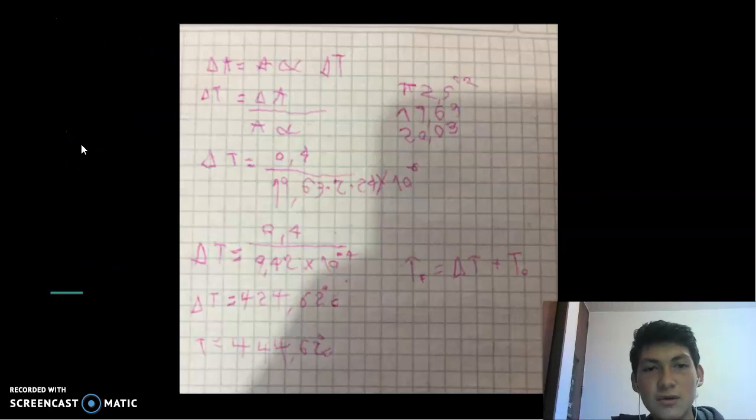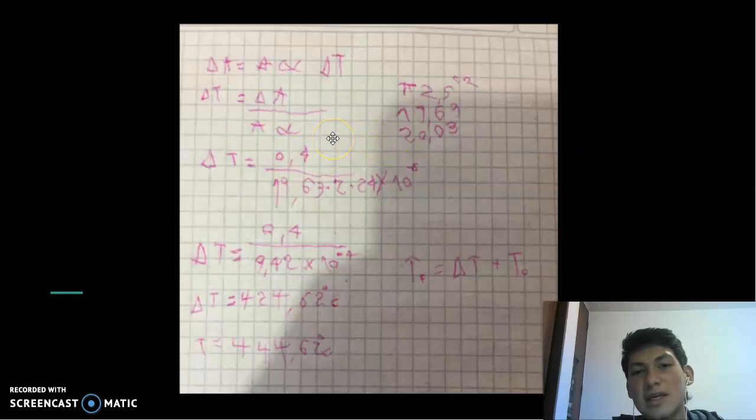Okay, the first thing that we need to do is to find what we need to know. So we need a temperature, and in this case we need to find the change of temperature. We need to pass to the other side to divide the area and the coefficient. So finally we will get that the change of temperature is equal to the change of area divided by the initial area times the coefficient.